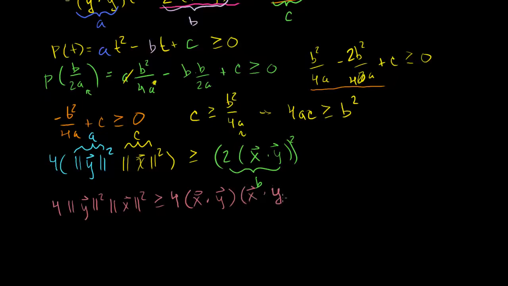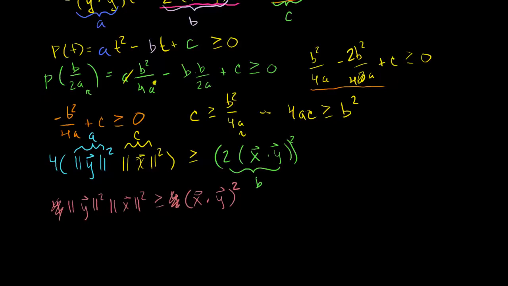Actually, even better, let me just write it like this. Let me just write 4 times x dot y squared. Now we can divide both sides by 4. That won't change our inequality. So that just cancels out there. And now let's take the square root of both sides of this equation.